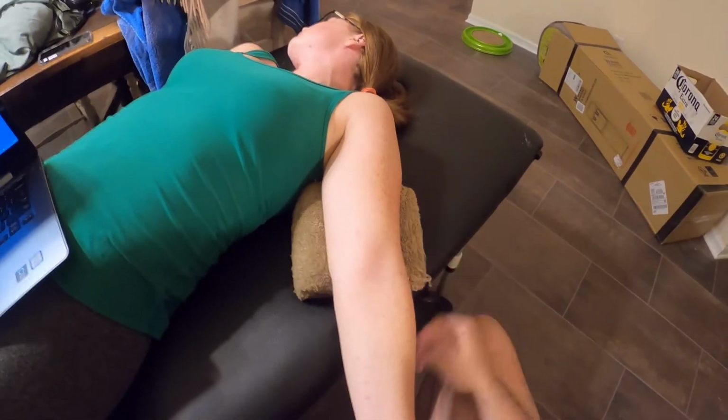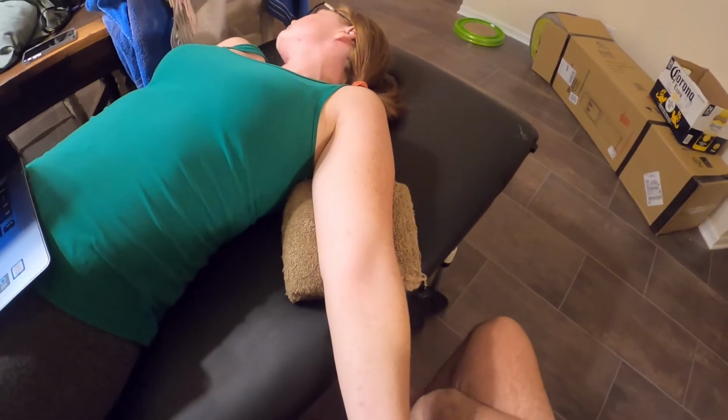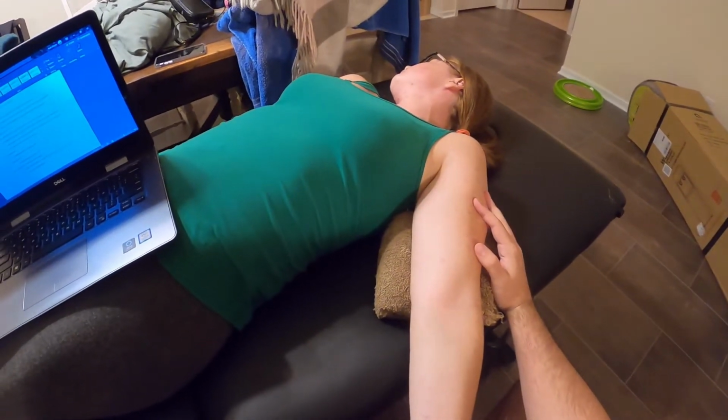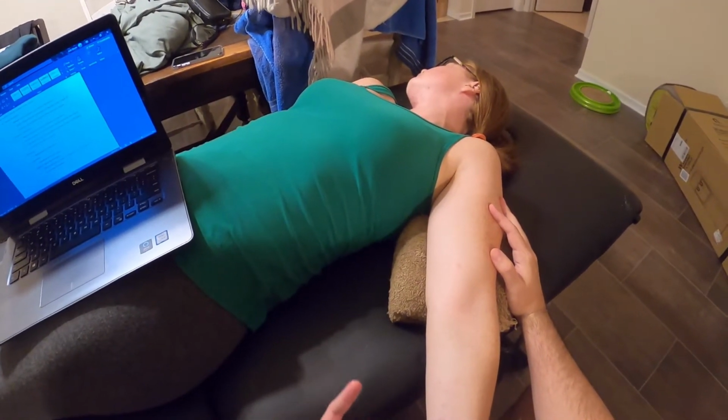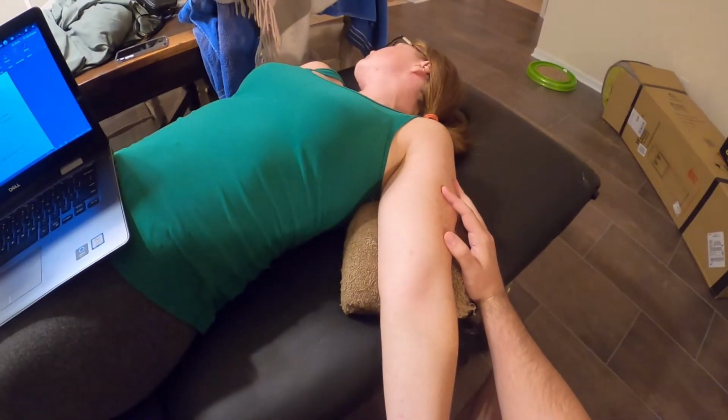The humeroulnar and humeroradial joints both share rolls and glides and are both concave in the roll glide dimensions, so they're going to be very straightforward to apply forces for arthrokinematics and for joint mobilization. So those are going to be two pretty effective ways that you can go about facilitating that.